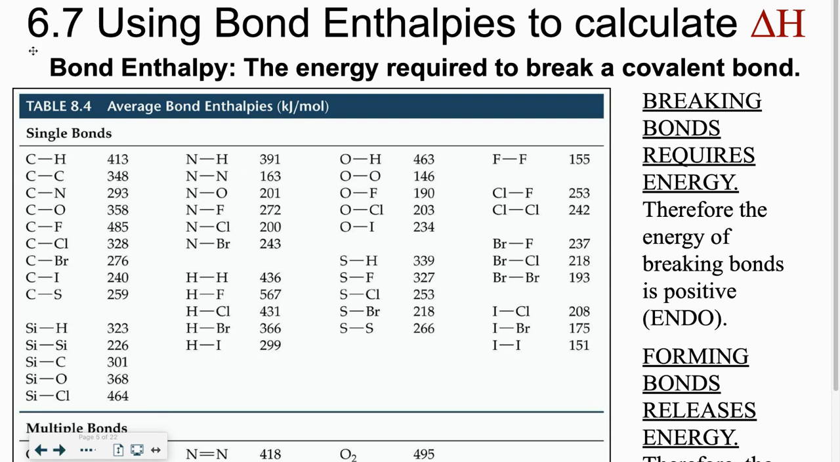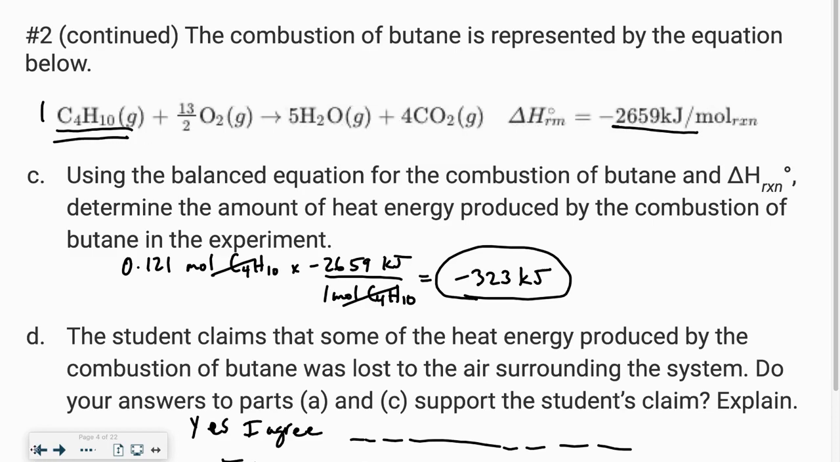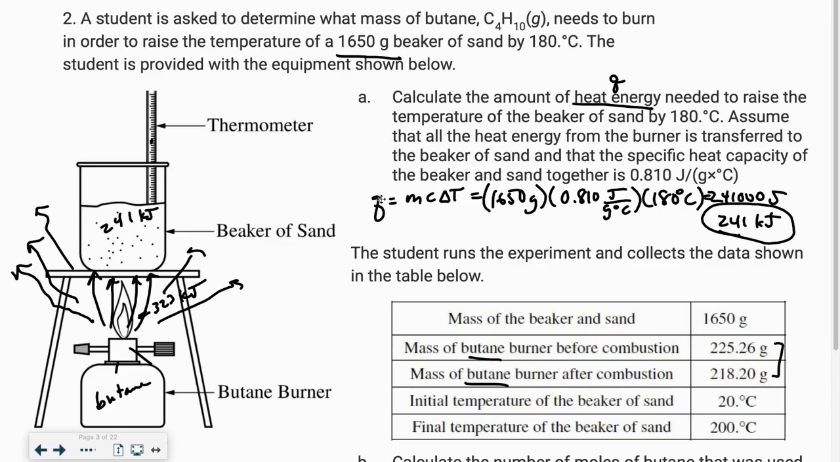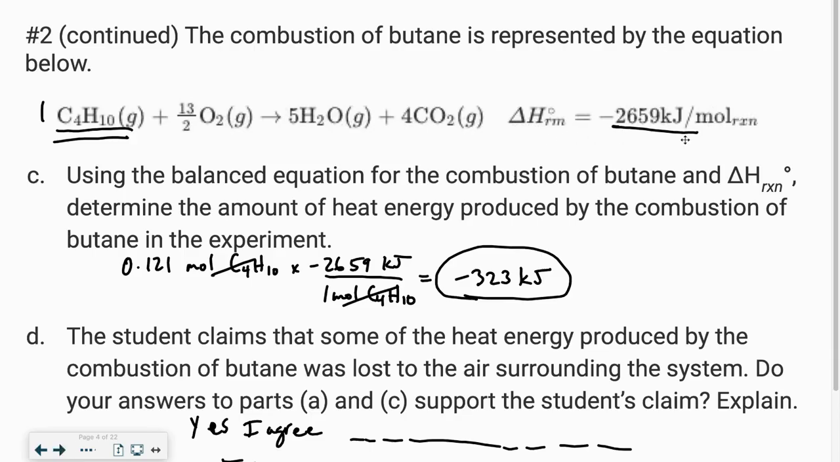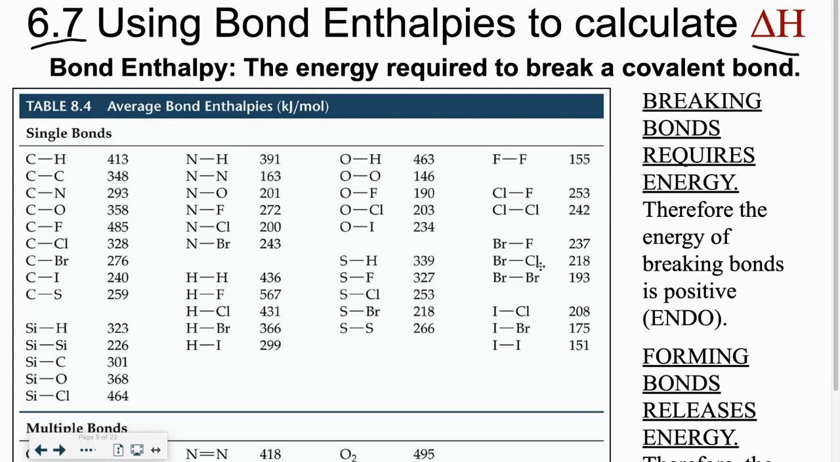All right, so the next topic is using bond enthalpies to calculate delta H. So far we've calculated delta H from calorimetry. We can take this and divide by the moles of a reacting substance to get the delta H, or we can just get it directly from a thermochemical equation. And now we're going to learn to use these bond enthalpies, which are energies required to break covalent bonds, to calculate delta H. And these are average bond enthalpies, so averaged over several different substances that have these bonds.